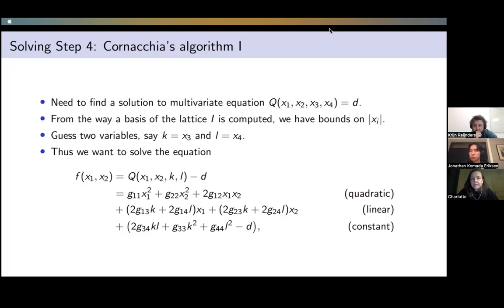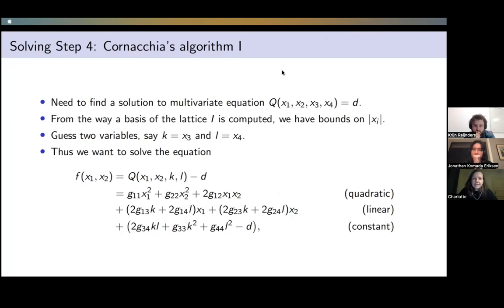So basically how we start is we have these bounds on the solutions xi, and we make two guesses for, say, x3 and x4, and this means we can substitute these guesses into our norm equation, and we end up with a quadratic equation that I've written out here. We can simplify a little bit because of course the Gram matrix is symmetric.